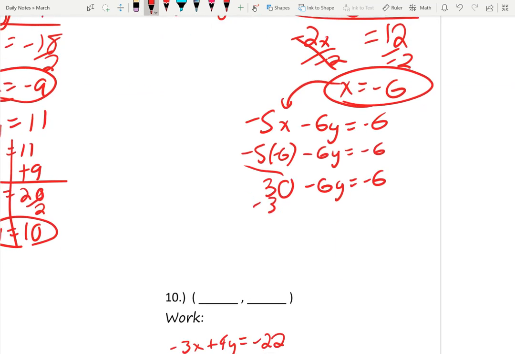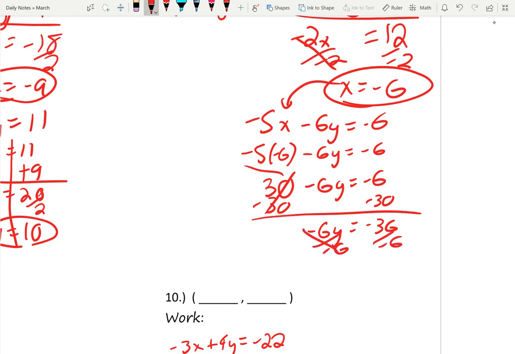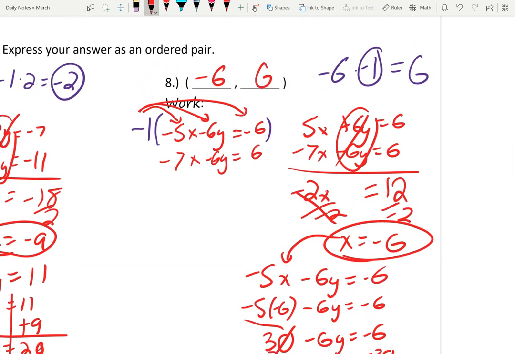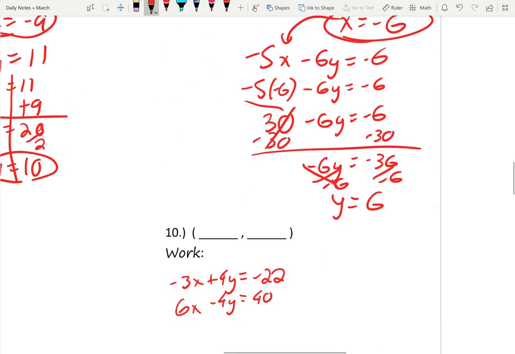And then I'll subtract 30 to cancel it out. And so this gives me negative 6y equal to negative 36. And then divide by negative 6. And I end up with y equaling a positive 6. So our answer, negative 6, positive 6.